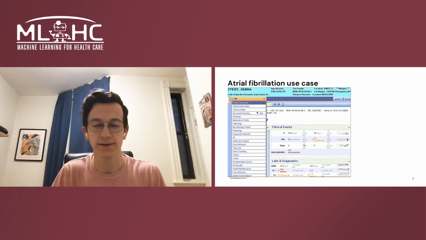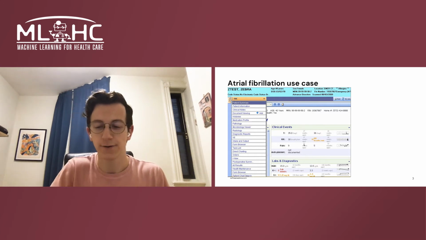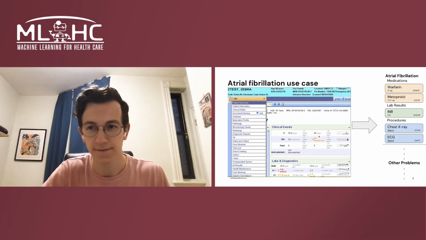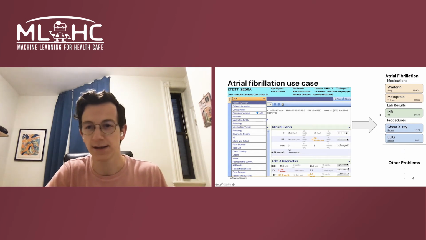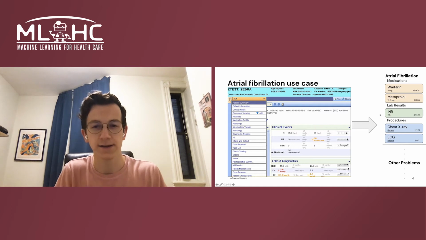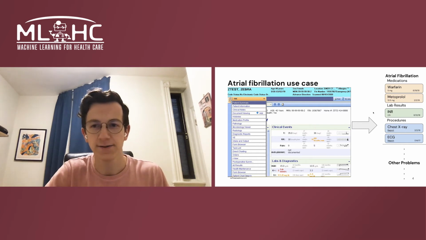So instead of all that clicking and searching, we can orient the data around the problem itself of atrial fibrillation and show the medications, procedures, and lab results all underneath the problem heading. And we can do this for all the patient's health problems.